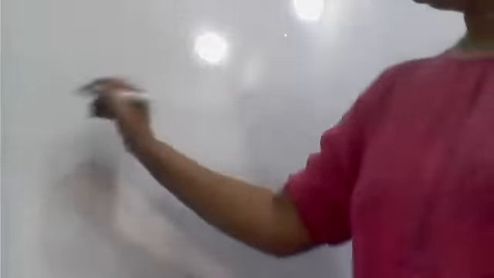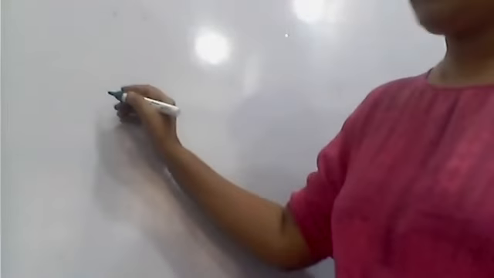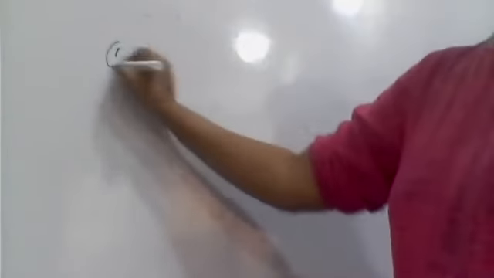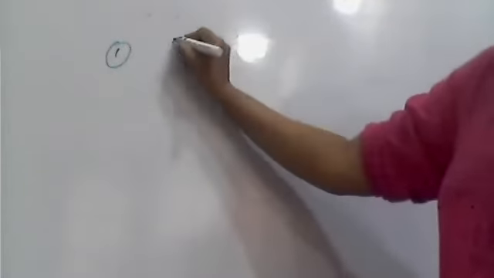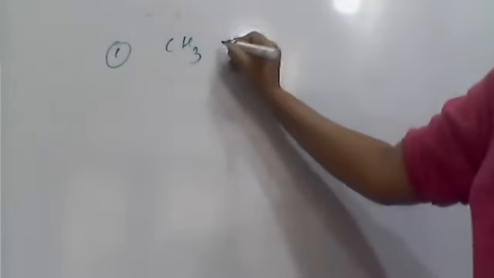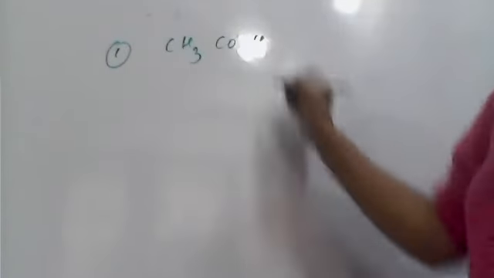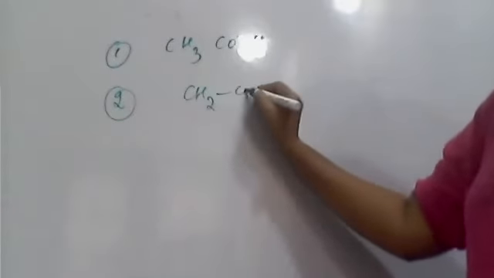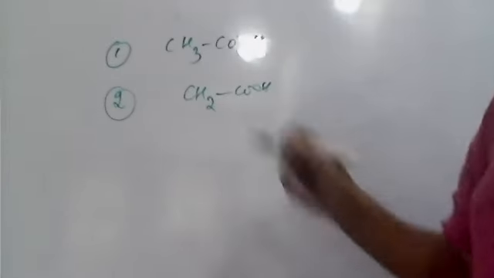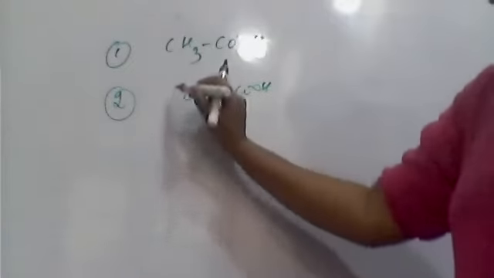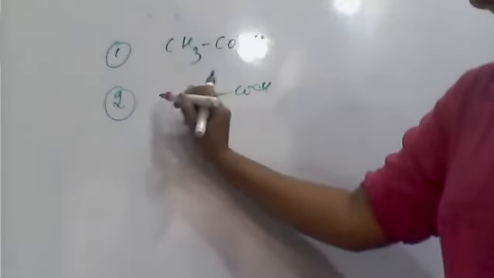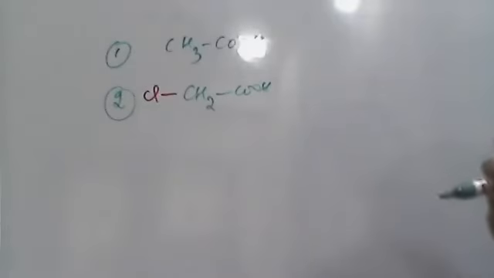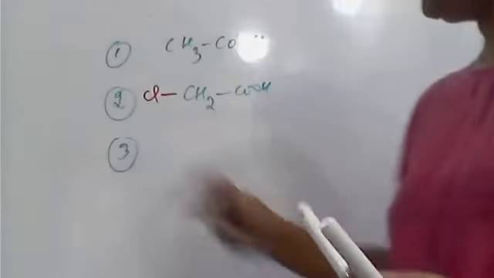Okay. So see here. Now next is CH3COOH, acetic acid or ethanoic acid. Next, I'm taking here CH2ClCOOH, which means one of the hydrogens of this methyl group is replaced by chlorine. And next, third molecule I'm taking here.